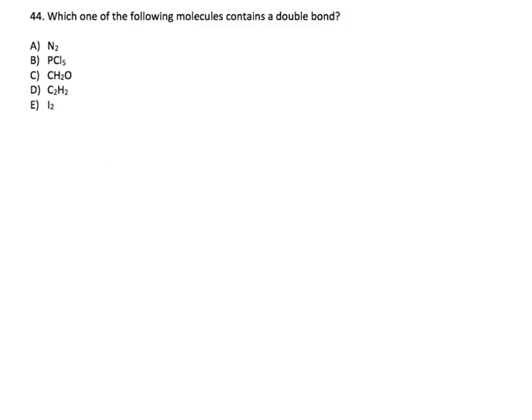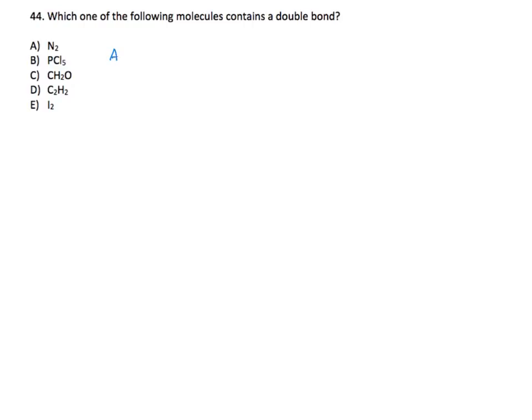Question 44 says, which of the following molecules contains a double bond? And to get this, what you would need to do is draw out the Lewis structures for each of these compounds and see which one has a double bond. So we can go through these.